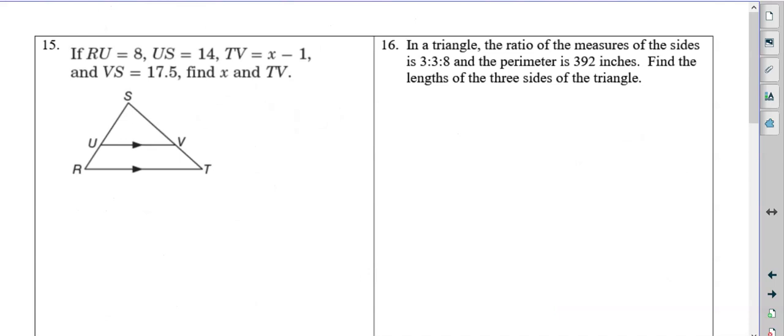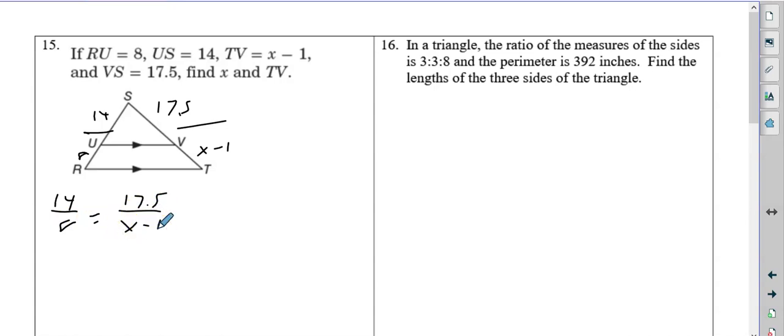All right, last page for Unit 8. If RU is 8, says right here, and US is 14, TV is X minus 1, and VS is 17.5. Well, remember the trick I taught you. You can just make your fraction bars right there. 14 over 8 equals 17.5 over X minus 1.